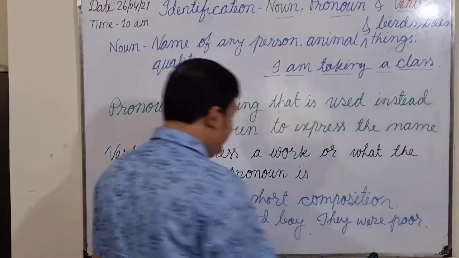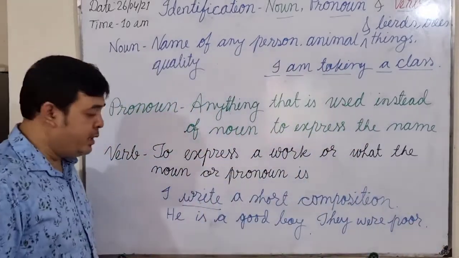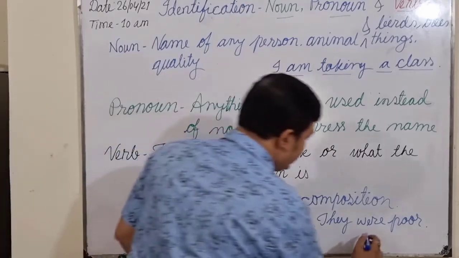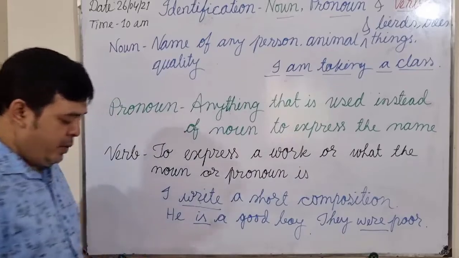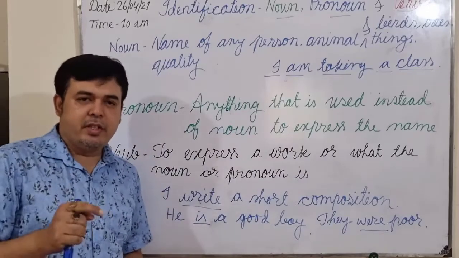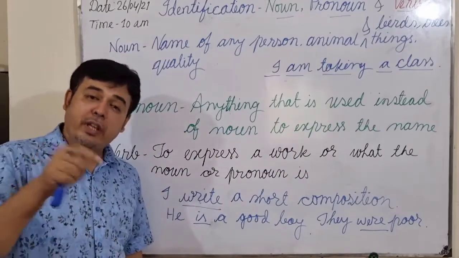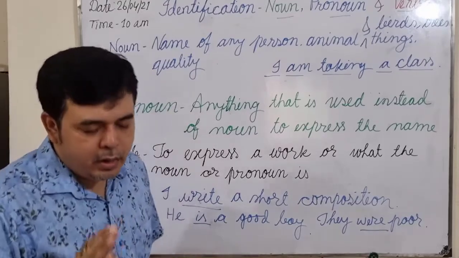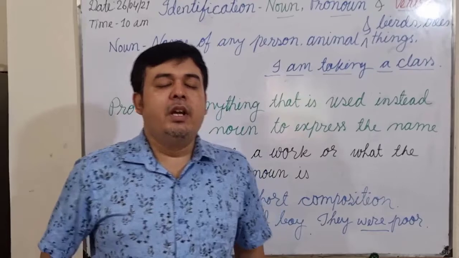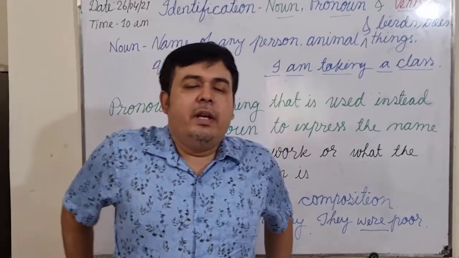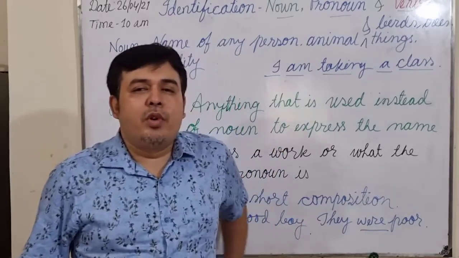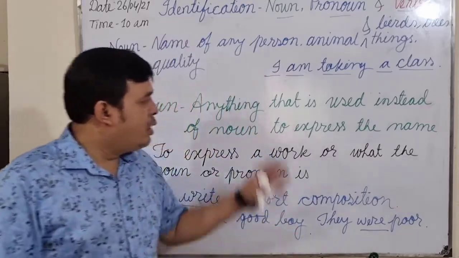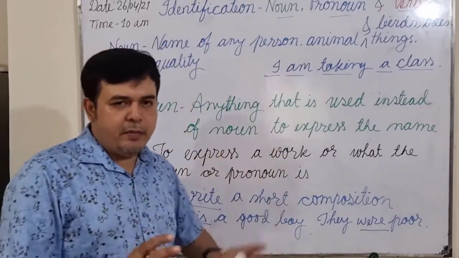Clear? So they were poor. So where are the verbs here? We can't see any verb. So here is the verb "is" and there "where". Why? Because they are expressing what the noun or pronoun is. So dear students, you will keep it in your mind that whenever they express what the noun and pronoun is, these are also considered as verb. So I hope you understand the definition.